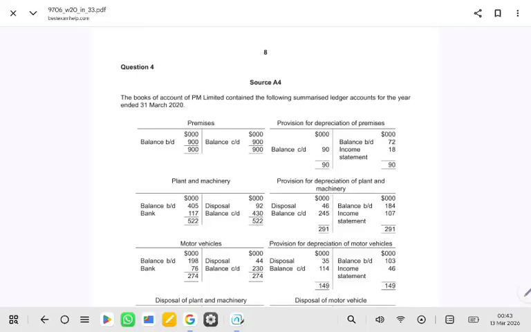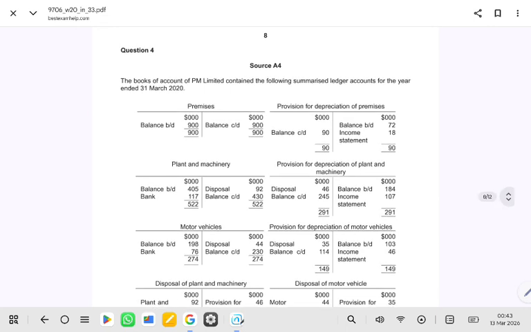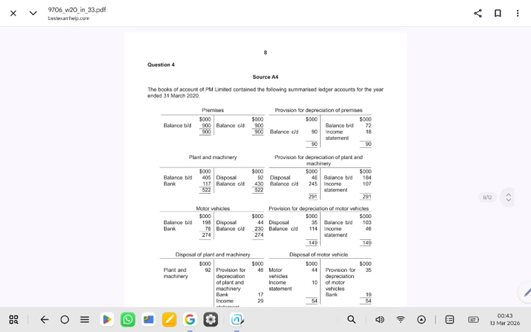So today we will be solving a limited companies question from October-November 2020 variant 33. This is question number 4 of October-November 2020 variant 33.